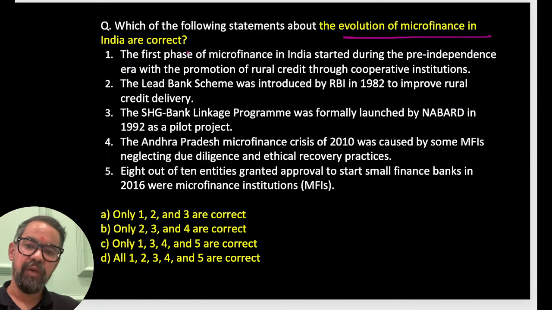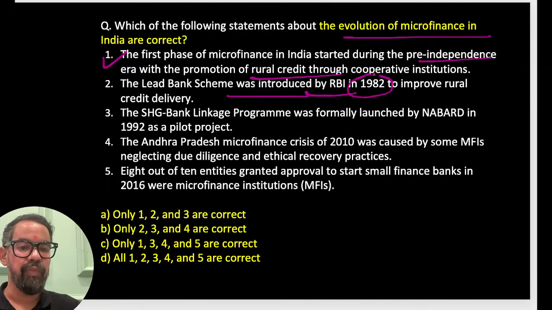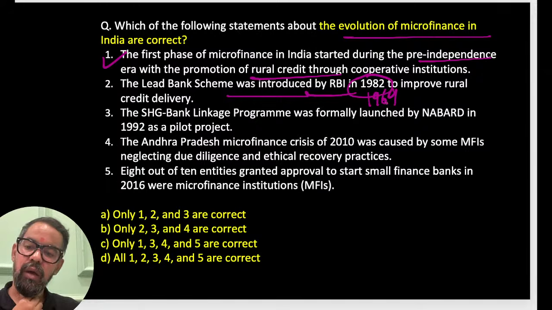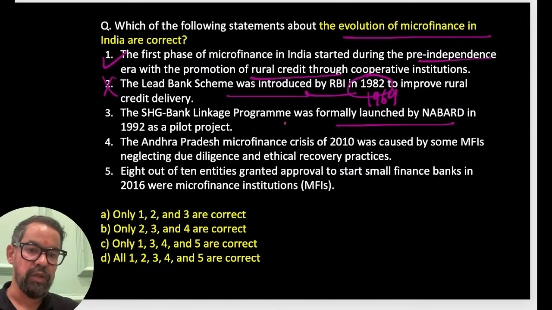The first phase of microfinance in India started during the pre-independence era with the promotion of rural credit through cooperative institutions. Another statement: the lead bank scheme was introduced by RBI in 1982. It was 1969, if I'm right. 1969 was the period. So this is wrong. Then the next one: the self-help group bank linkage program was formally launched by NABARD in 1992 as a pilot project.